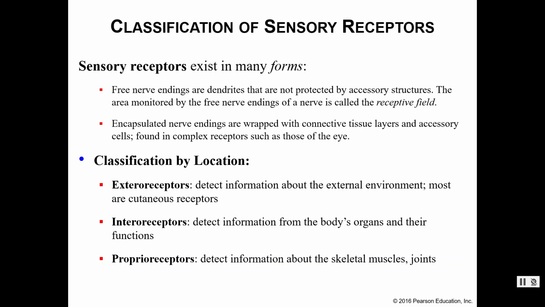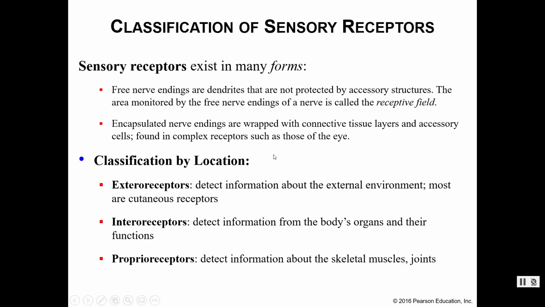lots of different forms. For example, you have free nerve endings, which are just dendrites that are not protected by any kind of accessory structure. They're just quote-unquote free. The areas that they monitor, we call that the receptive field. But then you also have encapsulated nerve endings, and these are wrapped in connective tissue and other accessory cells. We find these really complex ones in the eye, but you also have these, for example, in your skin, those lamellated corpuscles that we talked about forever ago.